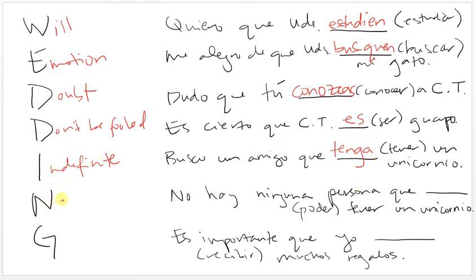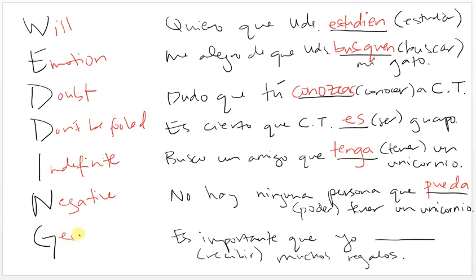The N stands for negative. So if we know for certain that something does not exist, then we also have to use subjunctive. So there is not a single person who can have a unicorn. That no person exists that can have a unicorn. Therefore, I have to use a subjunctive. So the yo is puedo. Drop the O, add the opposite ending, and it would be pueda.